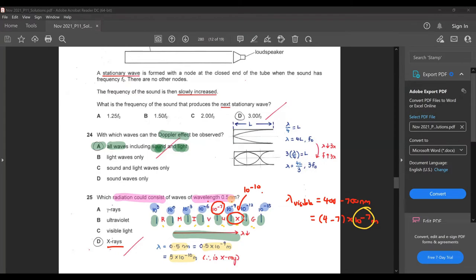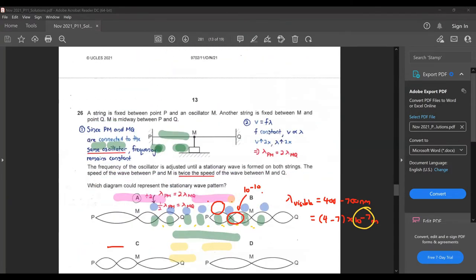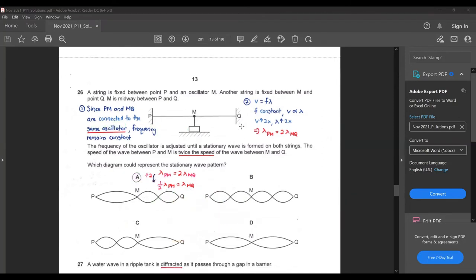Right, 35 is okay. Then we go on to the next one. 36 is stationary wave again. All right, now 26, stationary wave. A string is fixed between point P and an oscillator M. Another string is fixed between M and point Q. M is midway between P and Q. The frequency of the oscillator is adjusted until a stationary wave is formed on both strings. The speed of the wave between P and M is twice the speed of the wave between M and Q. Which diagram could represent the stationary wave pattern formed?